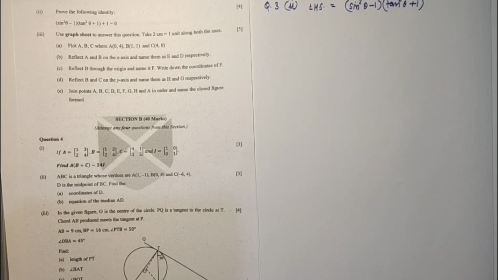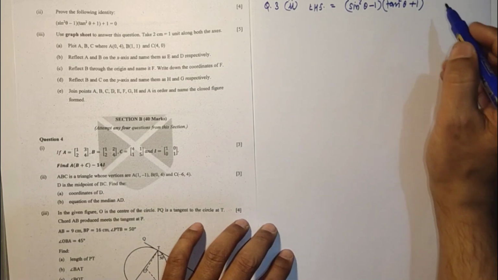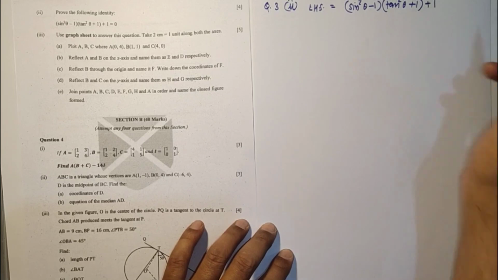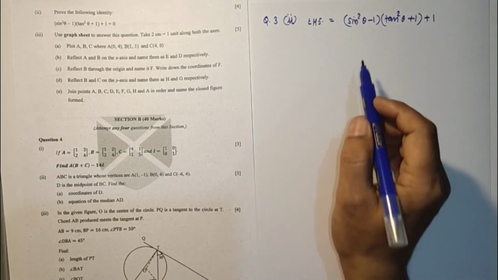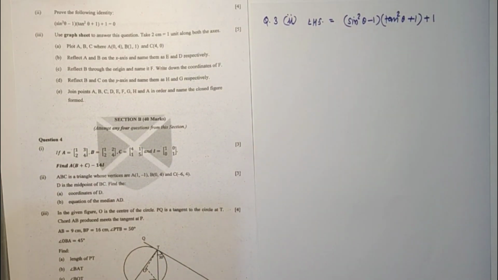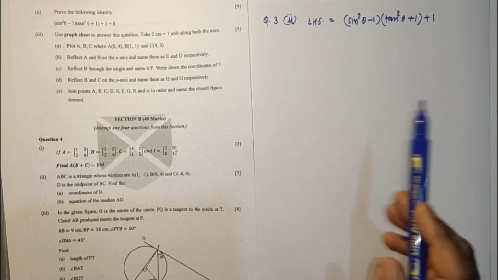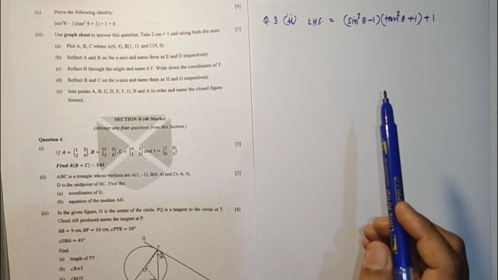Prove the identity given: sin square theta minus 1 in one bracket and in the other bracket tan square theta plus 1 is equal to 0. I have considered the left hand side. As we know that 1 minus sin square theta is cos square theta, but it is sin square theta minus 1, so we can say that minus cos square theta.